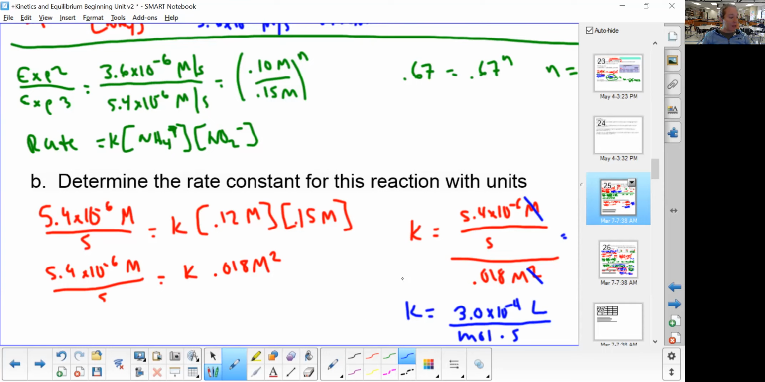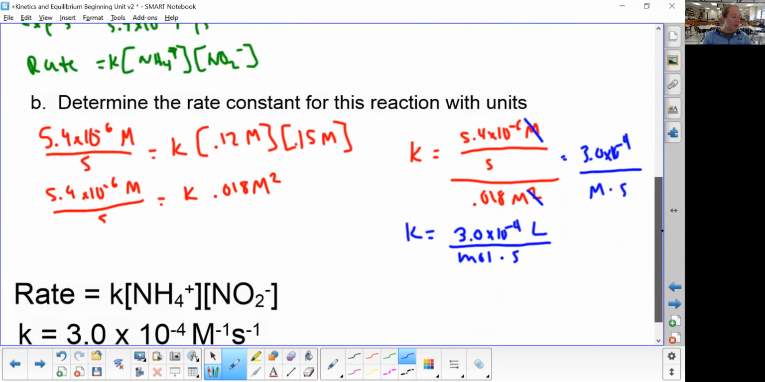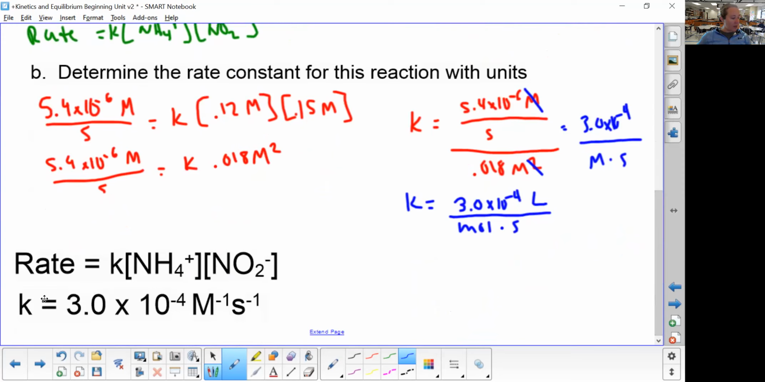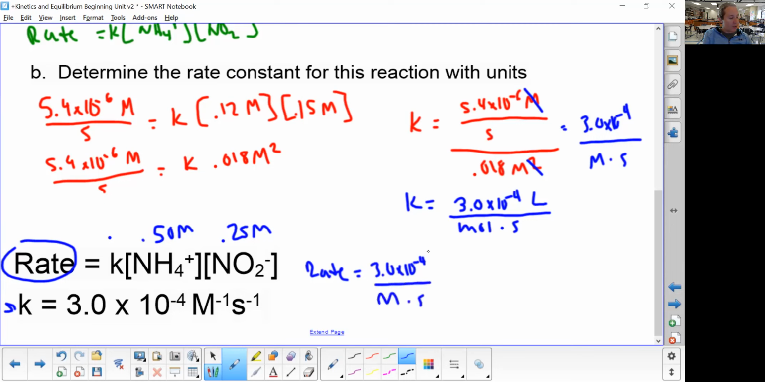Then the last thing that they could have you do is they could say, well, determine the rate if you have certain concentrations. Oh yeah, and this is another way that it could be written. So it could say, okay, determine the rate. Now that you have K, if the concentration of this is 0.50 molar and the concentration of this is 0.25 molar, then it's just plugging it in. So you would have rate, and we can see how the units cancel with this K. So we've got this 3.0 times 10 to the negative 4th, and let's just do molarity on the bottom per second.